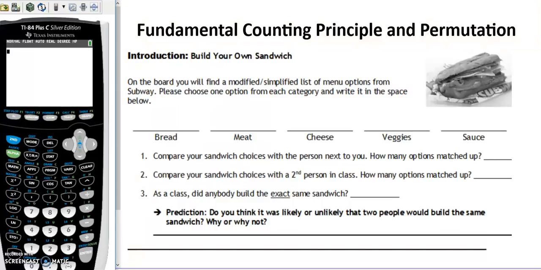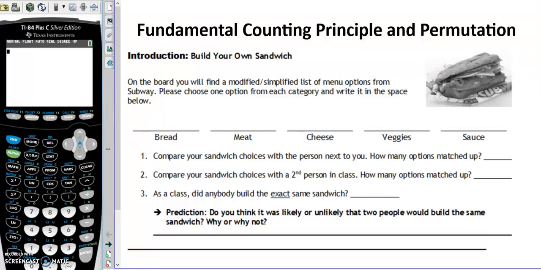The first example that we're going to talk about getting into this, and this obviously will not be on the board right now, is if we were to just think about you all wanting to go to Subway and building your own sandwich. You were given an option to pick one bread choice, one meat choice, one cheese, one veggie, and one sauce. And so each person in the class would pick one option for each of these. So go ahead and take a minute and build your sandwich by choosing one option for each of these.